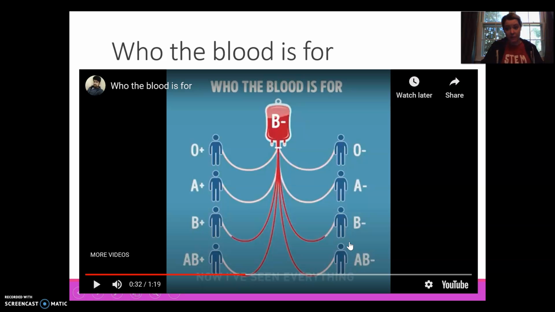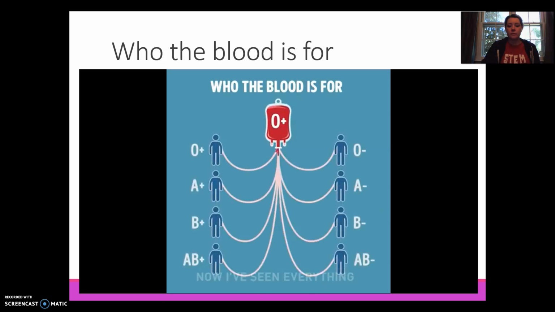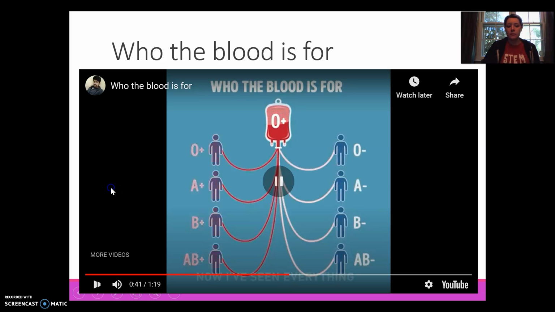And the reason is because if it's negative, it doesn't have the antigen for the negative, and so therefore it's safe to give to both positive and negative. If it's positive, that means it has that positive antigen also, and that would mess up with the negative on this side. All right, and so because O has no antigens or antibodies at all, that means that it can give to any of the side that's positive. But because it's positive, it can't give to any of the negatives.